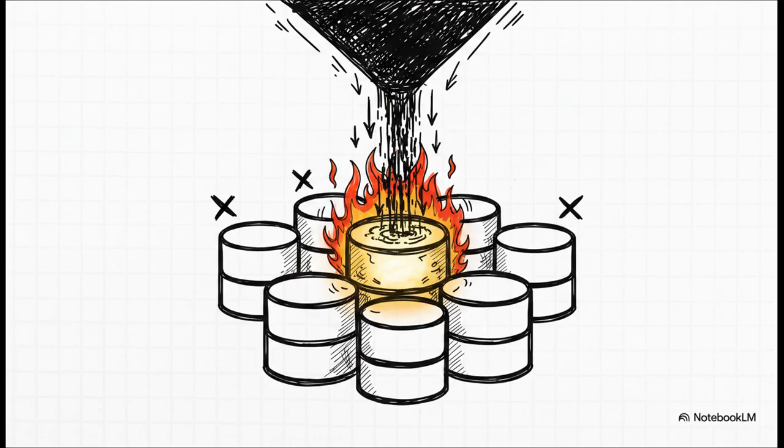And if you pick the wrong shard key, you create a hot shard where, say, 90% of your traffic goes to one single machine anyway, completely defeating the purpose. You delay sharding as long as humanly possible because the operational complexity just multiplies overnight.